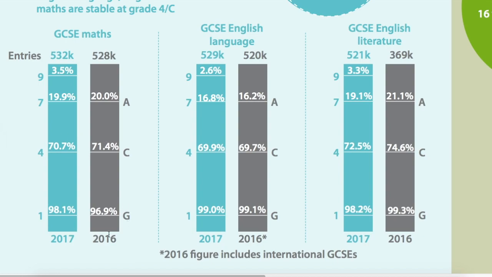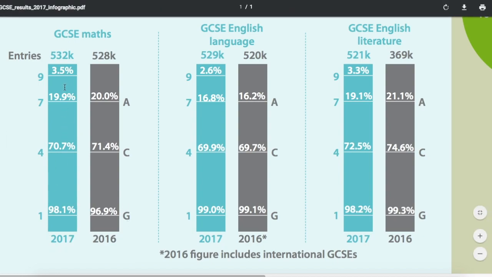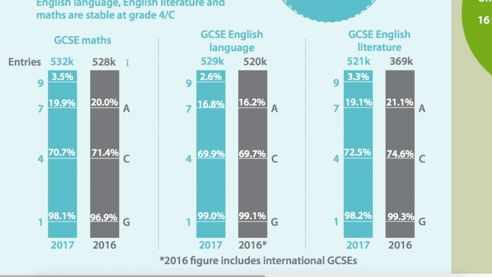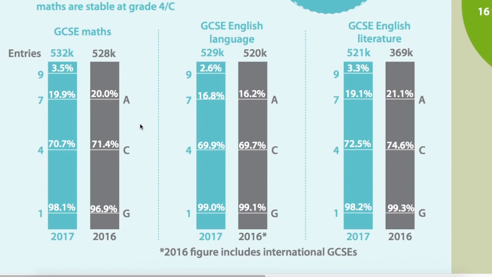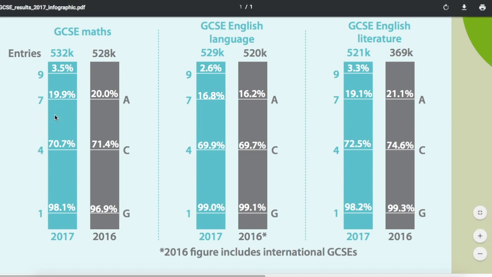It compares the results from 2016 and the results from 2017. You can see here that 528,000 students sat the exams in 2016, and 96.9% achieved a G or higher, 71.4% achieved a C or higher, and 20% achieved an A. So in 2017 they were aiming to keep these percentages about the same, and that's what they did. Once the results came in, they could set these grade boundaries. So they had about 98% of students getting a 1 or more, 70% getting a 4 or more, and 20% getting a 7 or more.